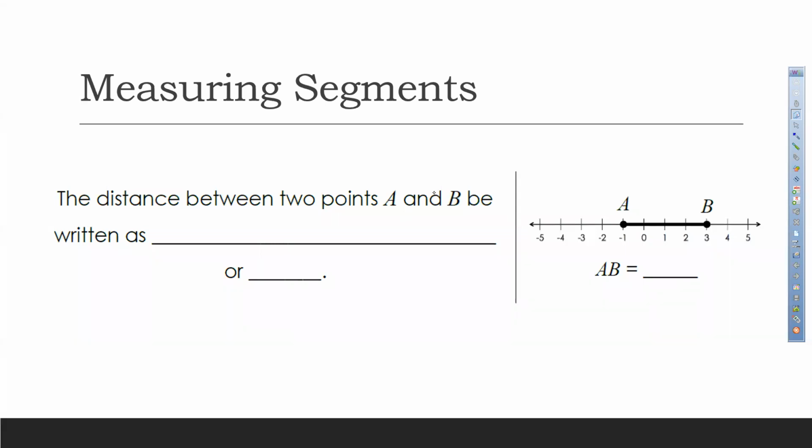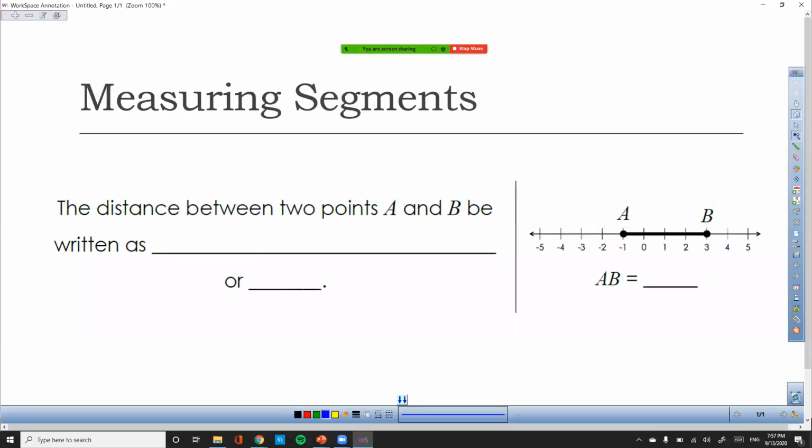So if you look here on our right, we have a segment, our segment AB, and they're asking me here, what is the length of segment AB? If we look at our number line here, we know that the length of our segment is 1, 2, 3, 4. So it's 4 units.